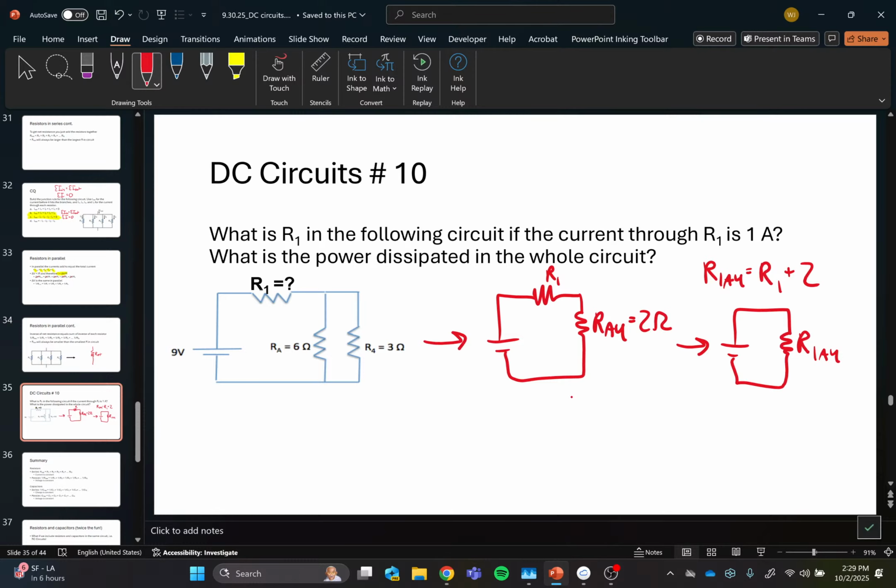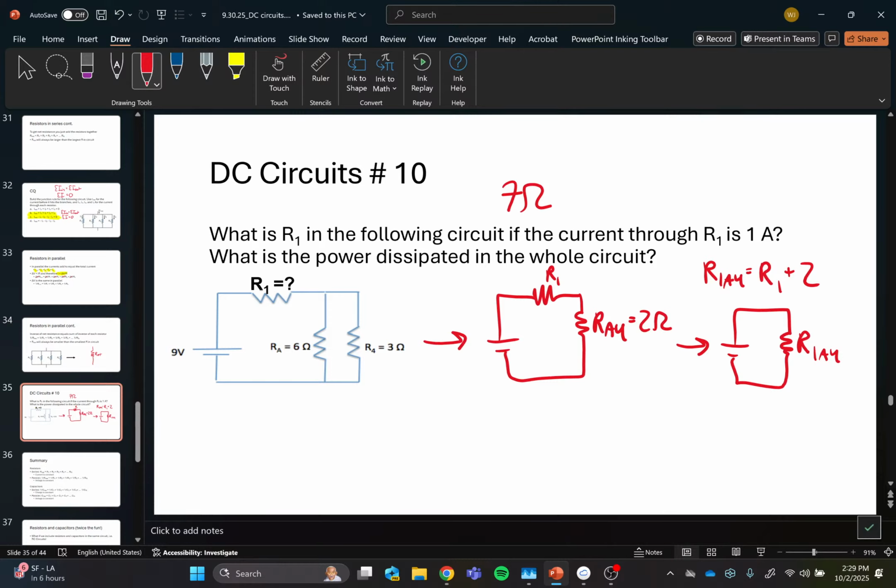The answer is 7 ohms. If you got 7 ohms, good job. The answer to the second one is really, really easy. Once you have the net resistance, what's the equation for power? The cool thing about turning all your resistors into one resistor is if you can find the power through that one resistor, that is the power they use in the entire circuit. That's one of the beauties of this.